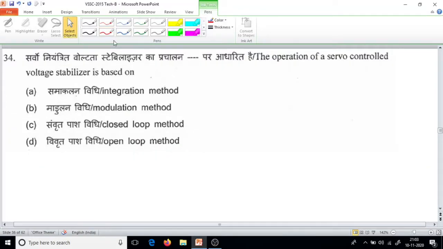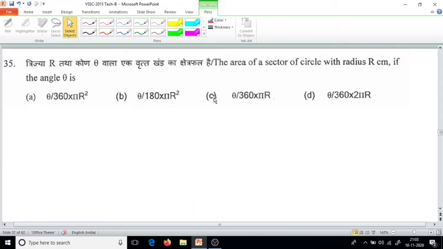Question number 34: the operation of a servo-controlled voltage stabilizer is based on what? The servo-controlled stabilizer is a closed loop system. In a closed loop system, feedback is involved. So the answer is closed loop system. In a closed loop system, there is always feedback from the output. Question number 35.